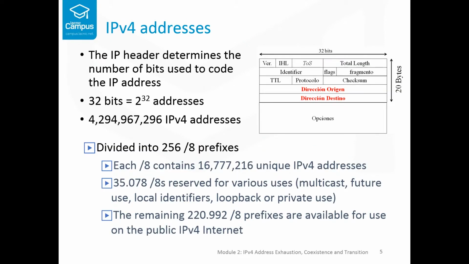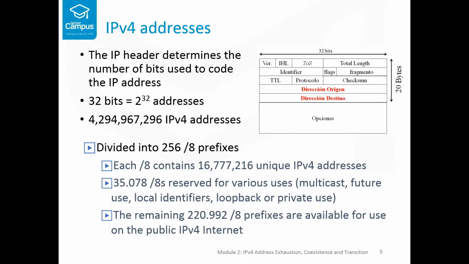IPv4 addresses. The number of bits used to code IP addresses is determined by the IP header. In the case of IPv4, the header uses 32 bits for the address fields, thus creating a space of 2 to the power of 32 unique addresses, almost 4.3 billion addresses. This address space is divided into 256 parts, each coded using 8 bits. Each of these parts is known as a /8, a reference to its prefix notation.